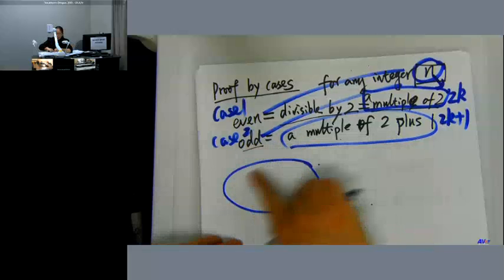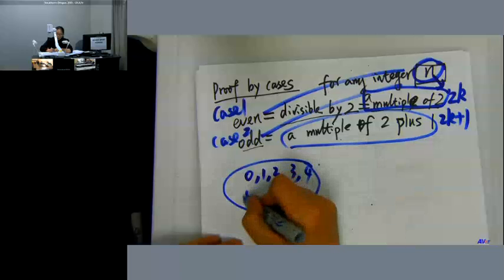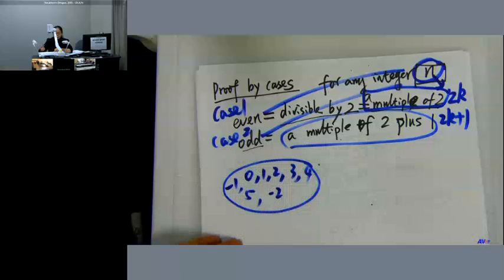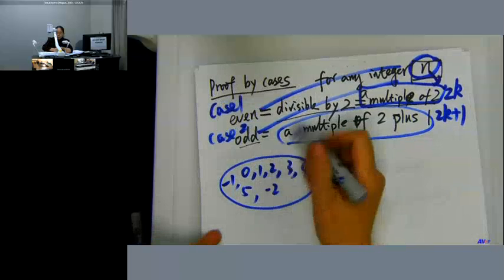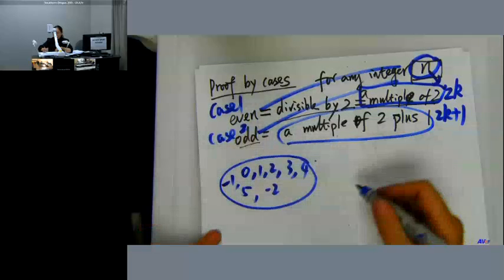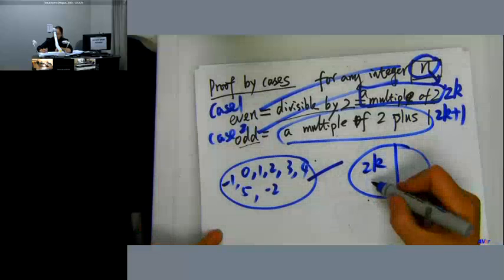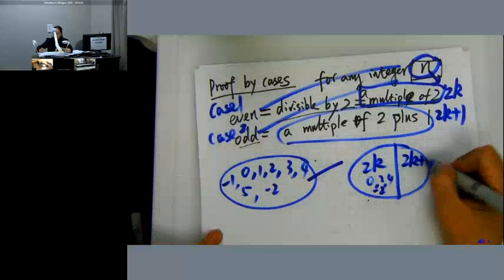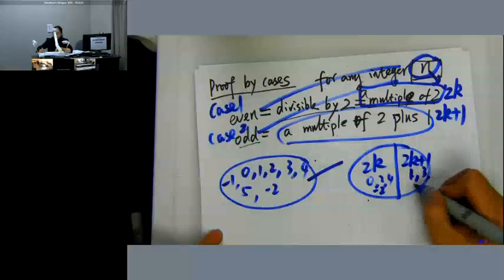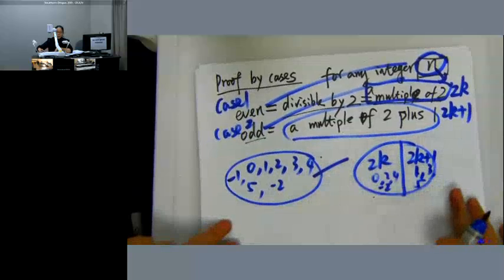Okay, if all the integers are here, say 0, 1, 2, 3, 4, 5, and negatives, negative 1, negative 2, I could do a division like what? Put all the evens together, all the odds together, right? So I could do this. All of these are 2k, like 0, 2, 4, negative 2. Or I could do 2k plus 1, all the odd ones, 1, 3, 5. So that will include every single integer, correct?